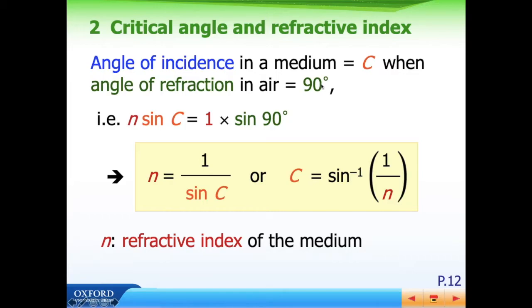Now, using Snell's law, n sine of the angle of incidence, in terms of the critical angle, will be equal to the refractive index of air multiplied by sine 90 degrees. We will be able to determine the refractive index in terms of the critical angle. So n is equal to 1 over sine c. Now the critical angle will be expressed as the sine inverse of 1 over n. Let us remember that n is the refractive index of the medium.